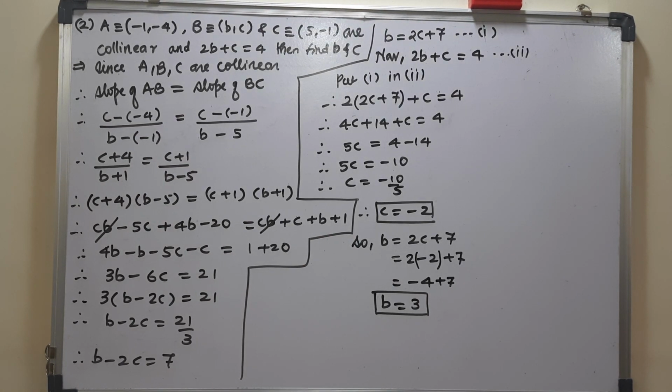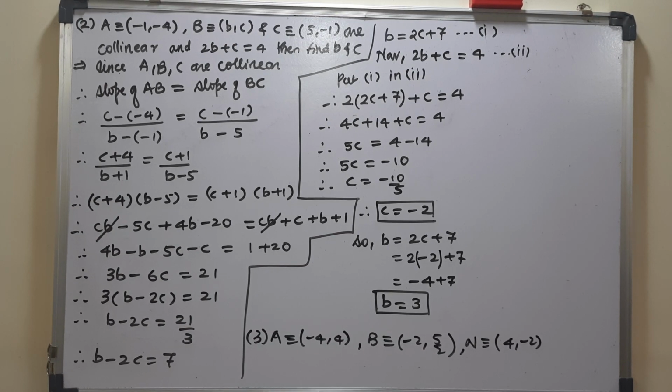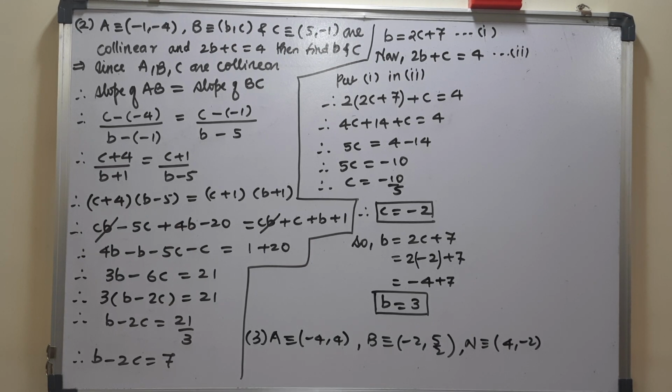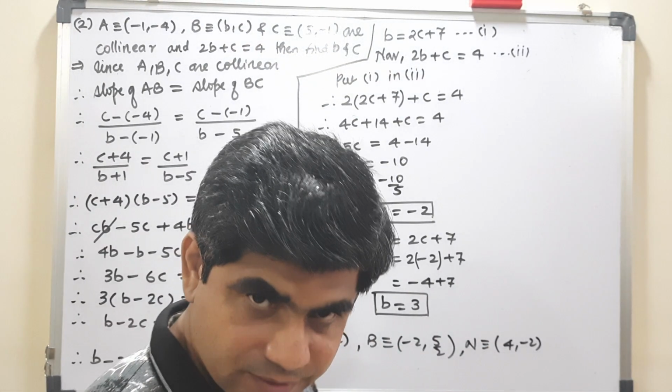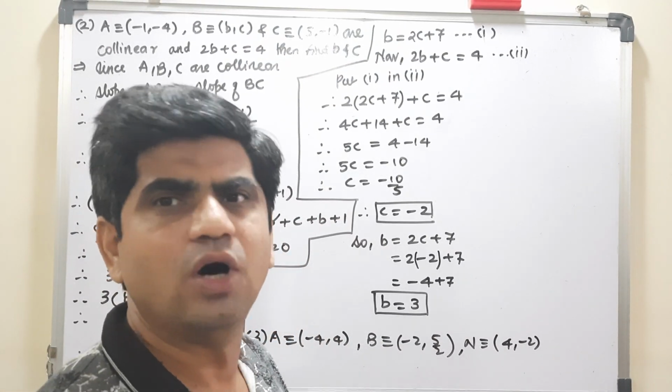Quite simple. Let us go to another question of collinearity. Now let us check the collinearity of these particular points. What I am going to do is find the slope of AB and then the slope of BC, and I will check whether they are equal or not.